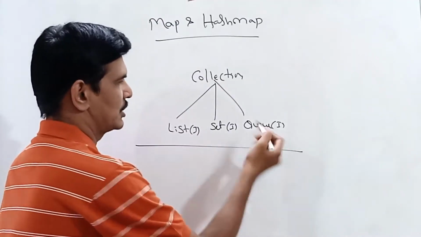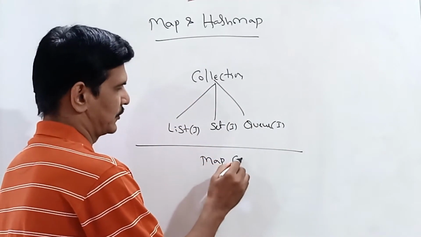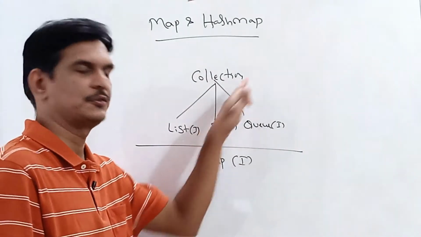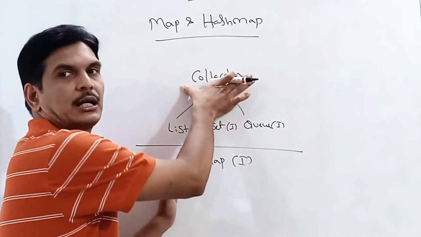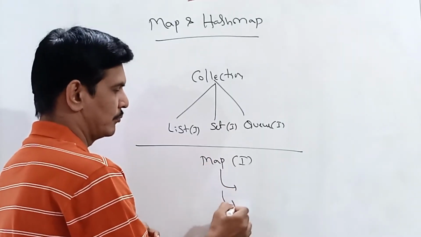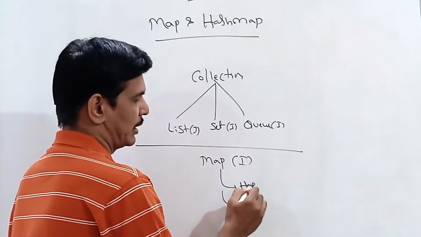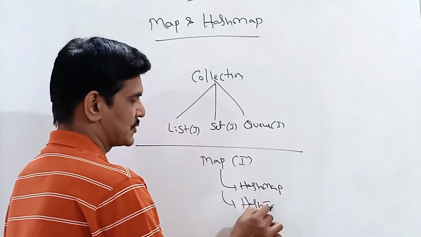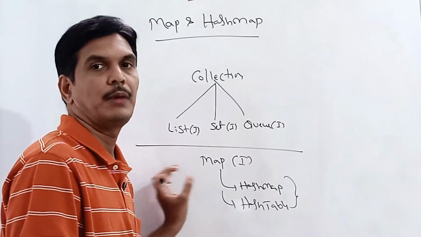Apart from this, there is one more type of interface in Java collections, called the Map interface. Map is not a child interface of the Collection interface. It is a completely independent type of interface, nowhere related to the Collection interface. Map is implemented by many classes, but the most popular are HashMap and Hashtable. These are the two important classes which implement the Map interface.